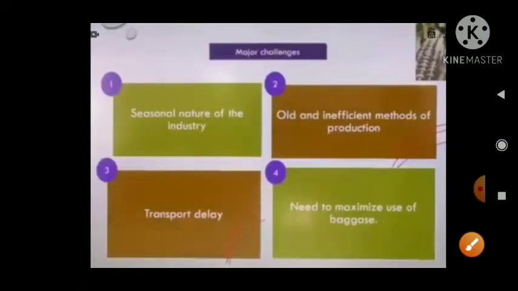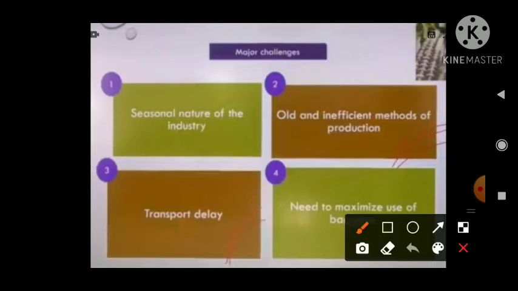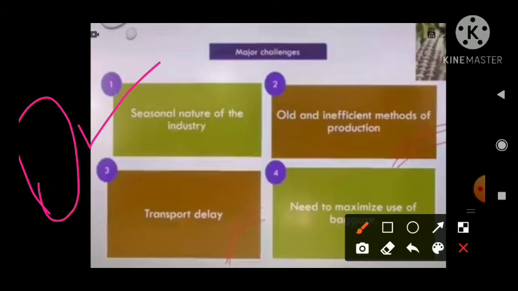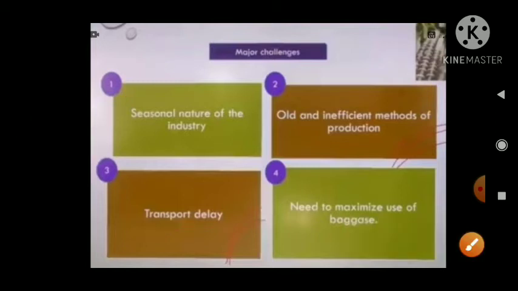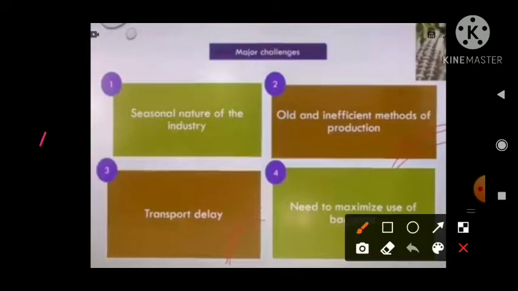So next are the major challenges. What are the major challenges for sugarcane? First is the seasonal nature of the industry. If in 12 months there are only 4 months of the sugarcane season, then what do the farmers and workers do in the remaining months? This is also a challenge. Transport delay: we know haulage is a property, so if the transport delays, the cane will be damaged or the sucrose will reduce.